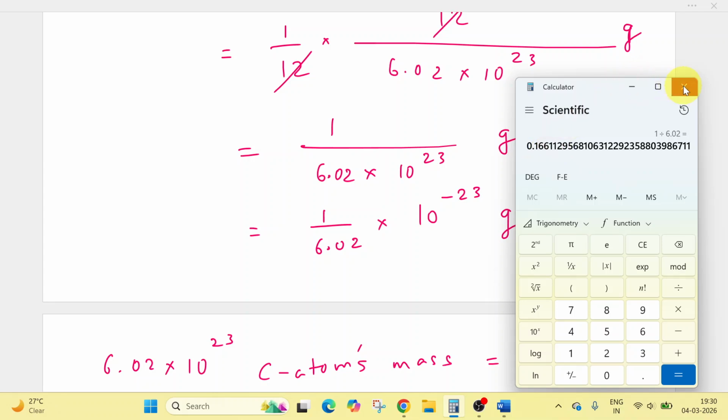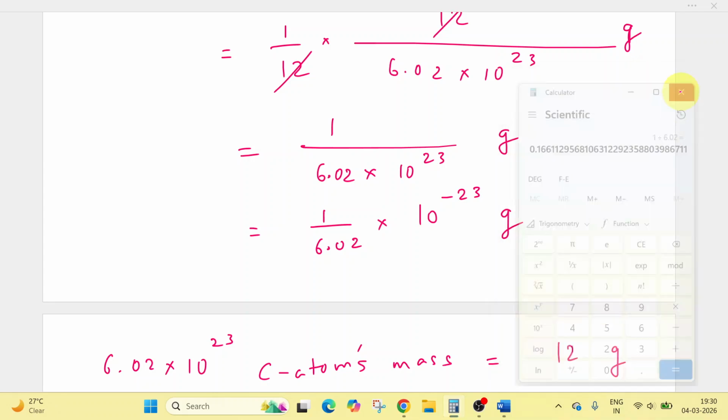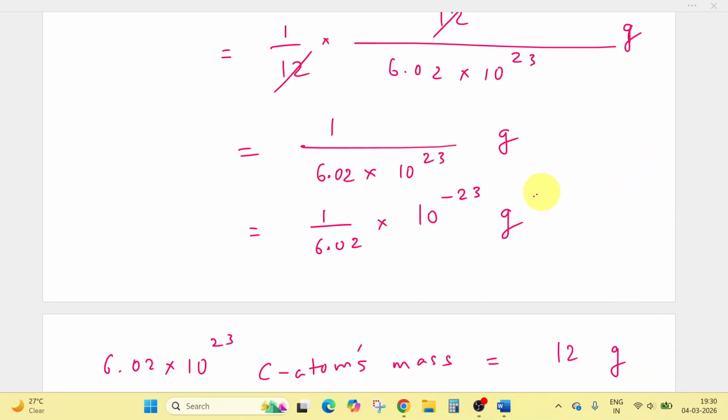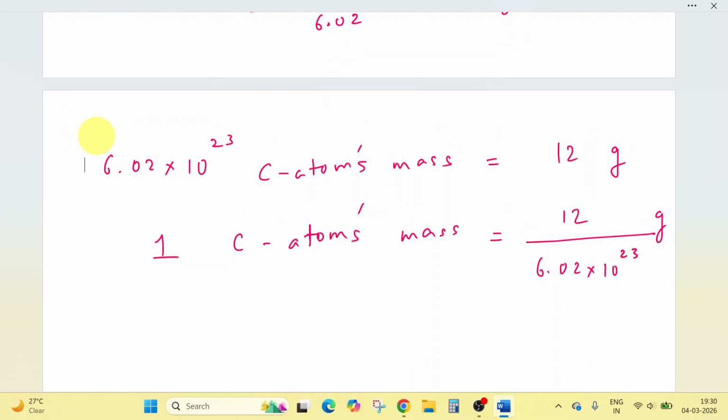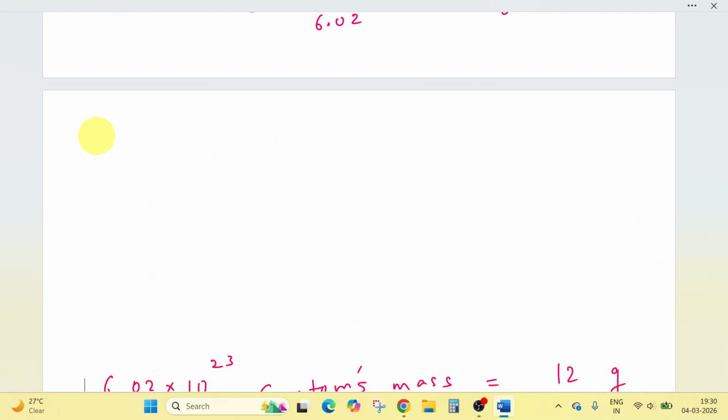Okay, this portion is giving us 0.166. তাহলে আমি এখানটা লিখি, তাহলে এটা হচ্ছে দাঁড়াও, just a minute, if I can put this little bit down, I can utilize the space over here. Yes, yes.